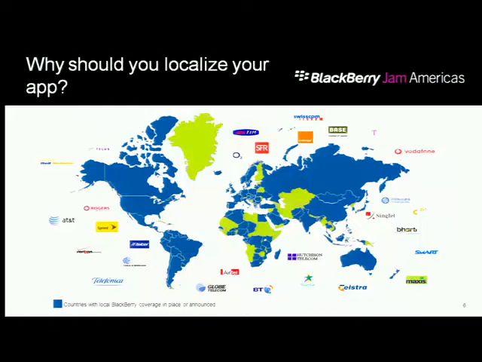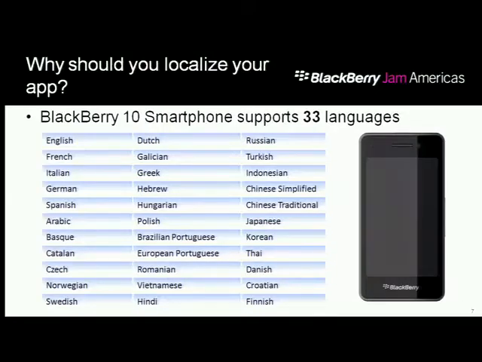And here's another reason why you should really consider localizing. All those countries in blue are the countries where BlackBerry local coverage is in place or announced. They exist in over 175 countries. As you can see, it covers almost all of the world. These are all 33 languages the BlackBerry 10 is going to support. As you can see, pretty much all the major languages in the world are covered, including simplified and traditional Chinese, and Brazilian and European Portuguese.